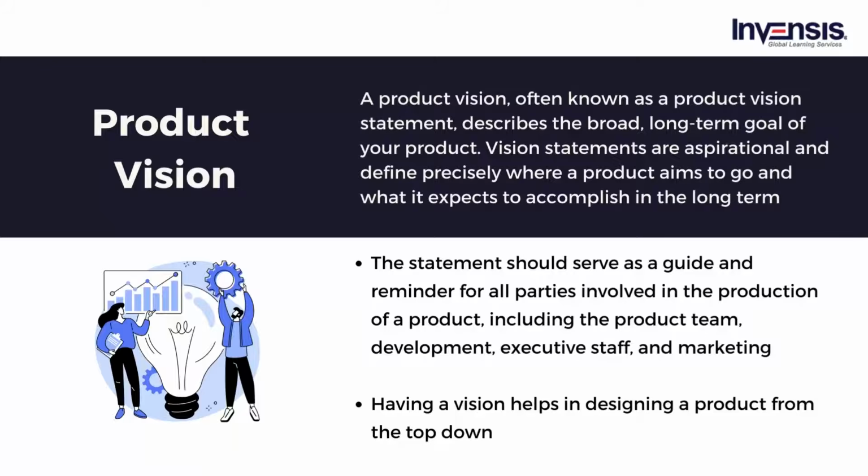First, product vision. A product vision, often known as a product vision statement, describes the broad, long-term goal of your product. Vision statements are aspirational and define precisely where a product aims to go and what it expects to accomplish in the long term. The statement should serve as a guide and reminder for all parties involved in the production of a product, including the product team, development, executive staff, and marketing, to understand the shared objective they're seeking to accomplish with this product. Your vision statement should also describe why the product is being developed and what the business hopes to accomplish in the future with it.